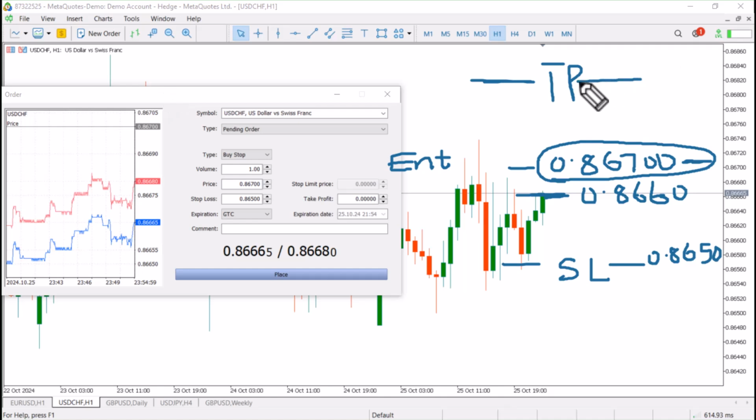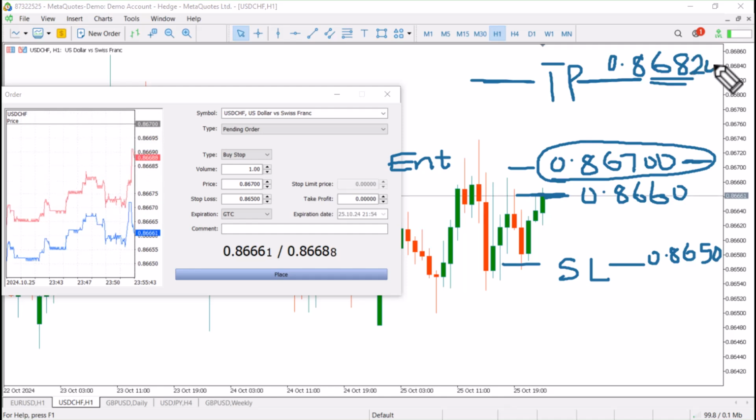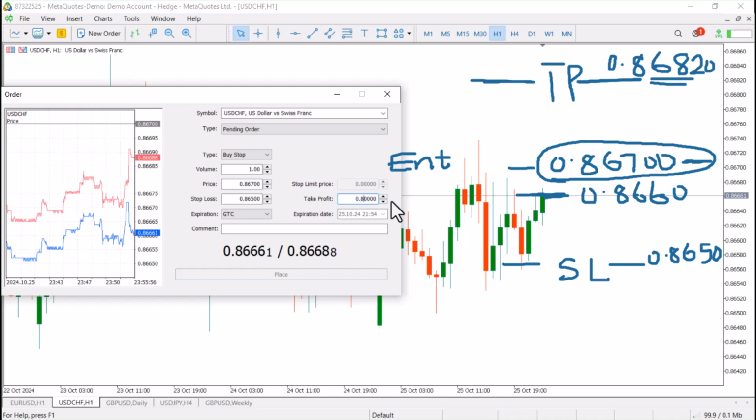Our TP will be above our buy stop and our stop loss and the market entry. So let's place our take profit at the price of 0.86820. 0.86820 is greater than our buy stop entry, which is 0.86700. Now we set our take profit, that will be 0.86820. Once we do that, then we click on what?